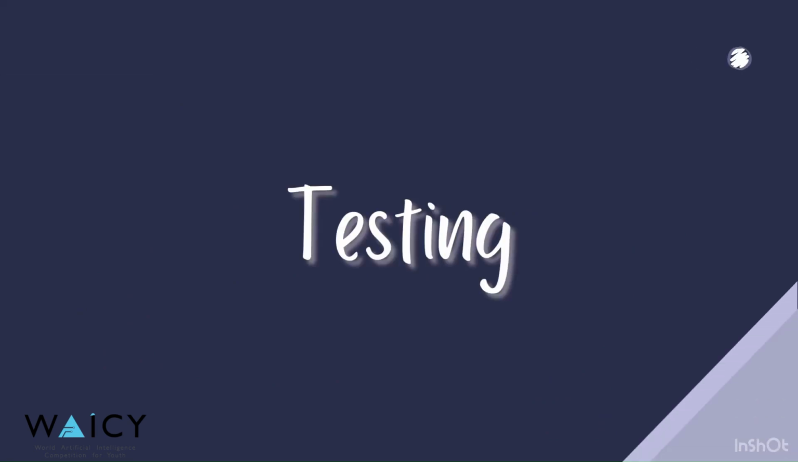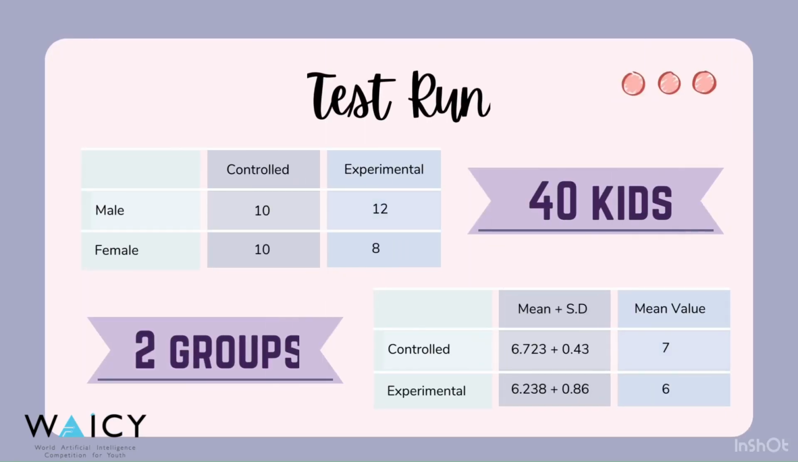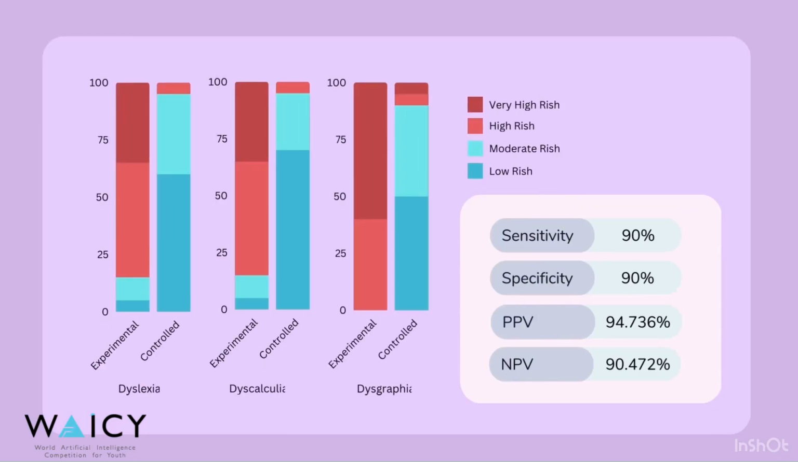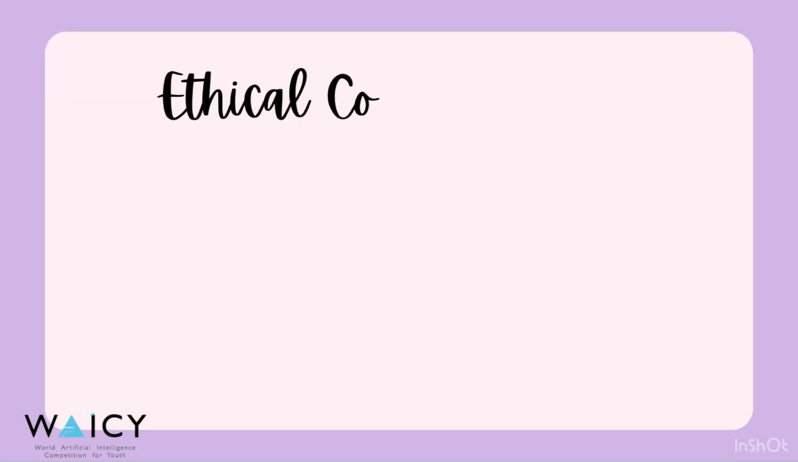In order to further test DISDIAC, we conducted a test run on 40 kids divided into 2 groups, that is a control group and an experimental group. The model mainly classified the experimental group under high risk or very high risk and the control group under low risk or moderate risk. The sensitivity was 90% and the specificity was 90%.